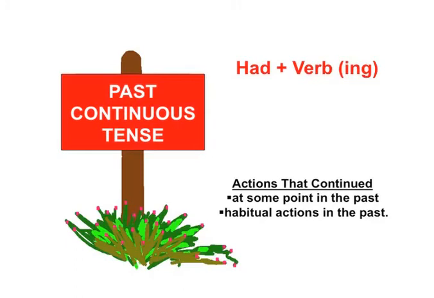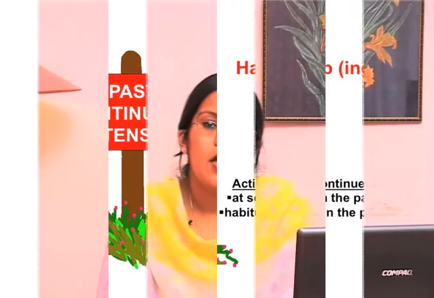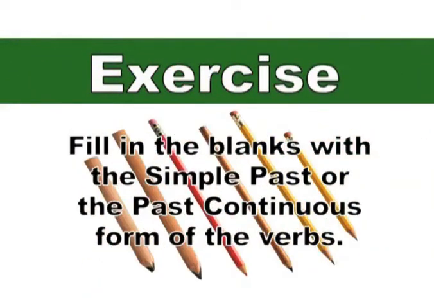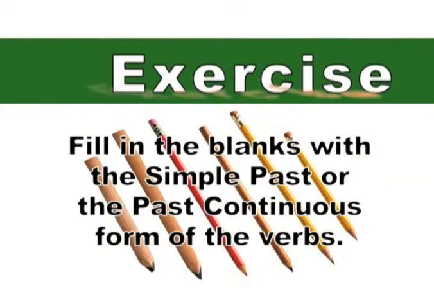This tense can also be used for habitual actions in the past, certain actions which were performed every day in the past. Now this was what the past continuous tense means. What we need to do today is an exercise on the past continuous tense. You need to fill in the blanks with the simple past, which we've already done, or the past continuous form of the given verb. Let's start with the exercise.